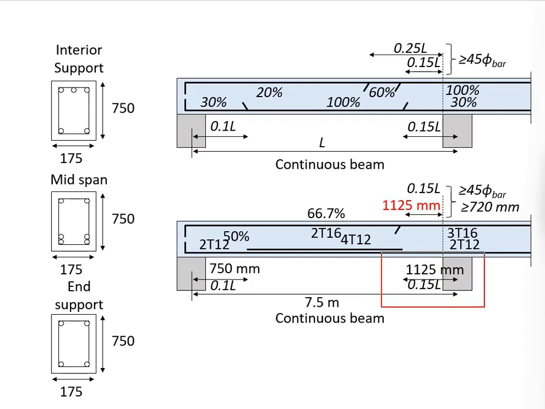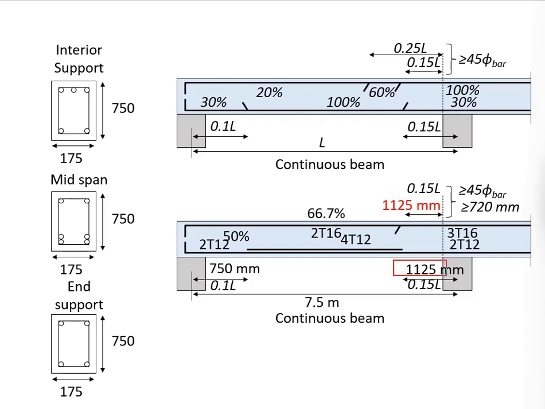You will do the same from the other side. This time it is 0.15 times the effective length, which is equal to 1125 mm. That means you may stop your top reinforcement bar here. I mean these two reinforcement bars.